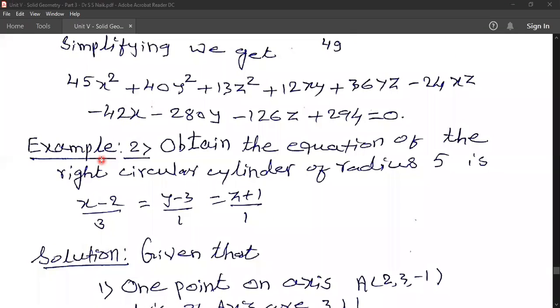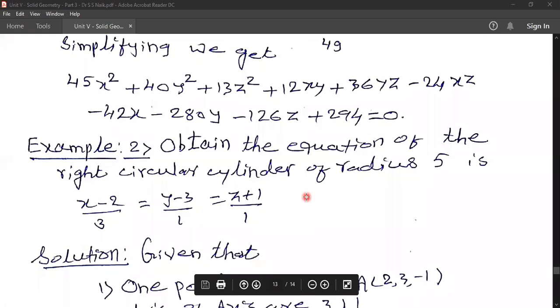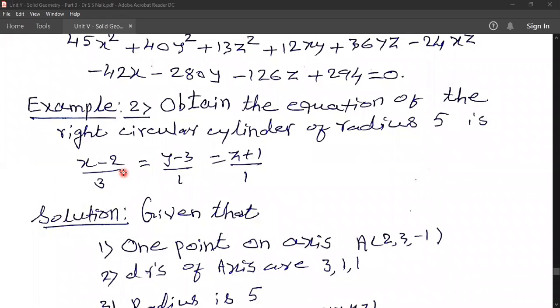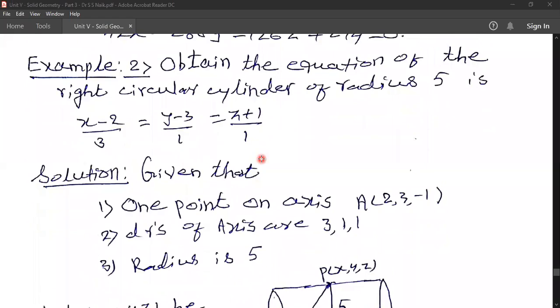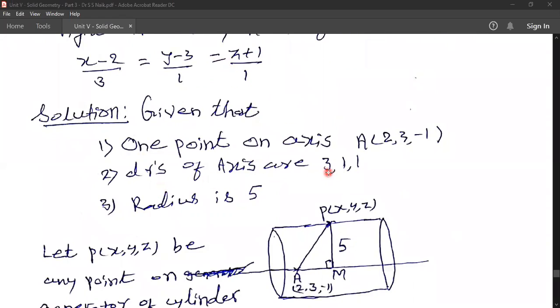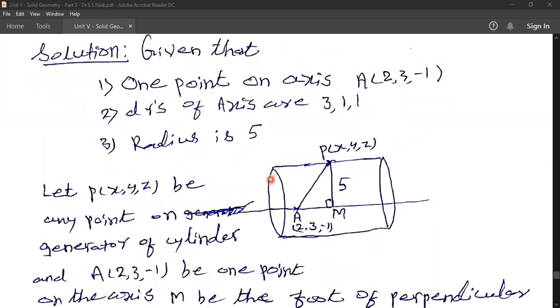Then we'll see the last problem on this topic that completes unit 5. That is example 2. Obtain the equation of a right circular cylinder of radius 5 and the axis is x minus 2 upon 3 equal to y minus 3 upon 1 equal to z plus 1 upon 1. Again, one point is given as A, that is 2, 3 and minus 1. DRs of the axis are 3, 1, 1. Radius is equal to 5.